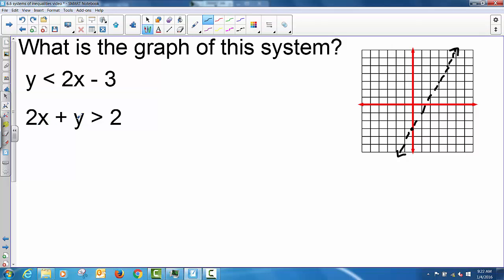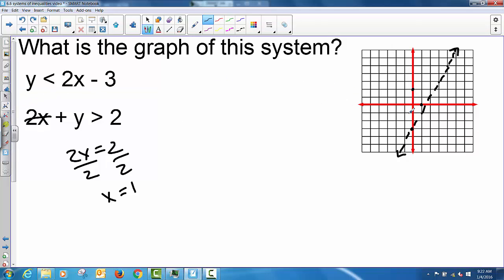Remember, I told you that if you let the y equal 0, you can find the x intercept. So if y is 0, then 2x equals 2, divide by 2, x equals 1. So we come over here to 1 and we put our dot here. And if I let the x equal 0, that leaves me with y equals 2. So we come up here and we put a dot at y equals 2.